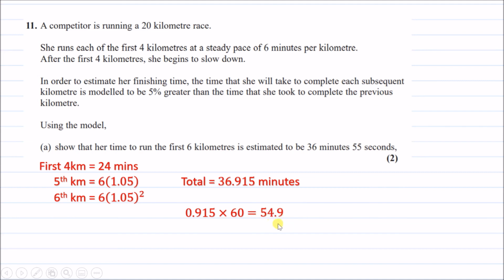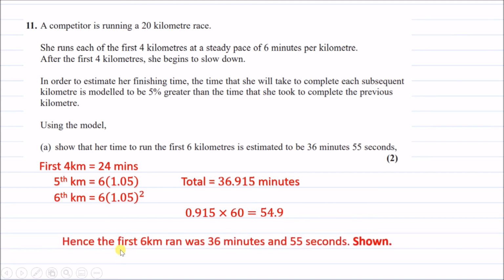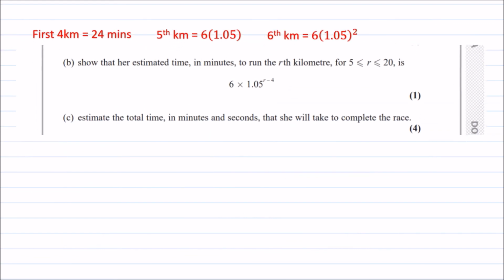So this gives you a second result. So we can just round up to 55. So we can say, therefore, the first 6 kilometers run was 36 minutes and 55 seconds. And just add the word shown to show that you've done it. Now, let's just move on to part B, yeah?